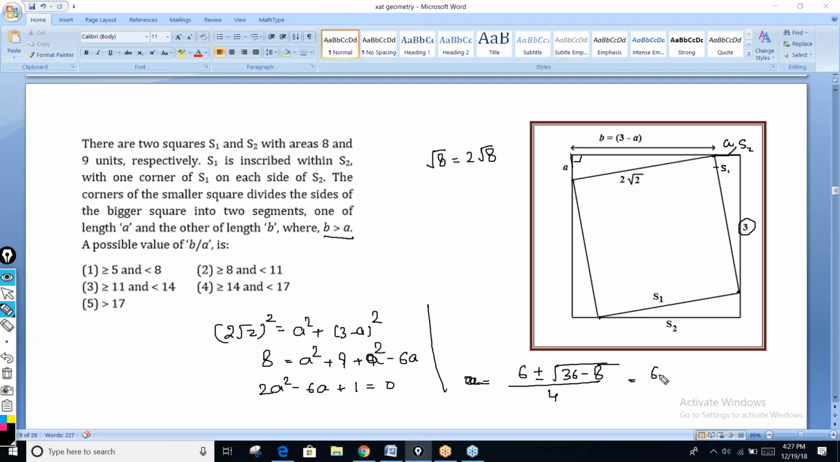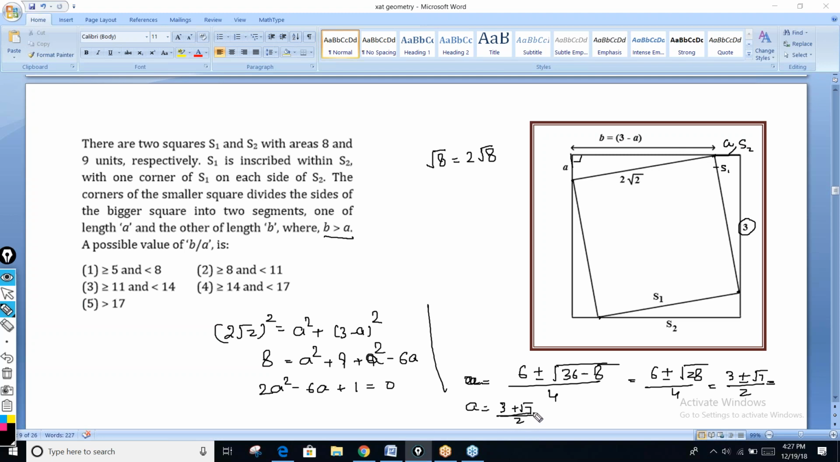So the answer comes out to be (6 ± √28)/4. I can cancel out 2, which is (3 ± √7)/2. Obviously it cannot be negative. No, A cannot be. There are two values, (3 + √7)/2 and (3 − √7)/2.